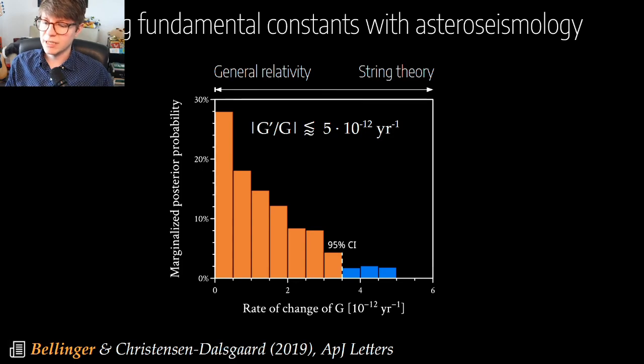And so that's exactly what we did. We modeled a star with a variable gravitational constant, and we're able to put constraints on how much the gravitational constant could have varied over the 11 billion years history of this star.